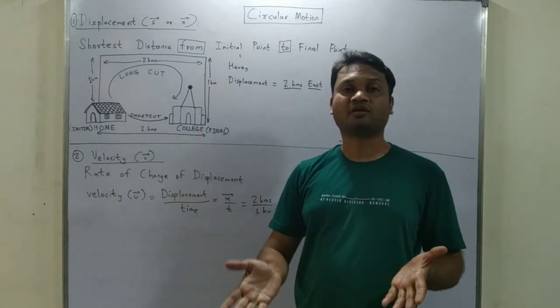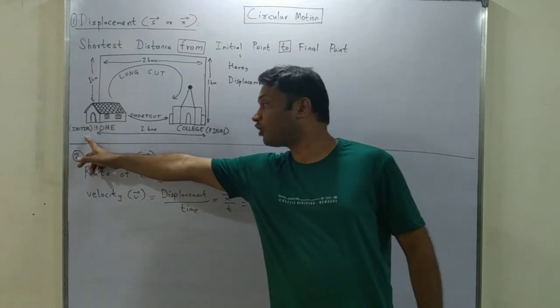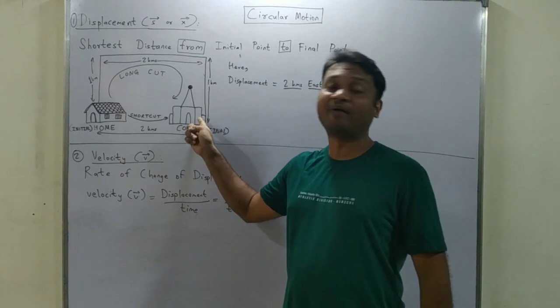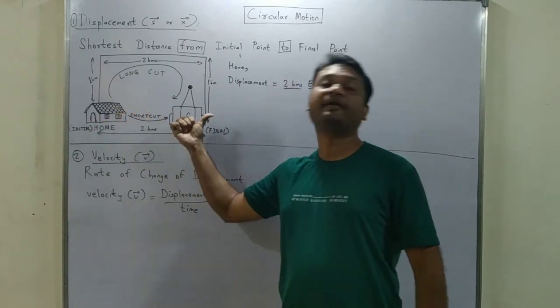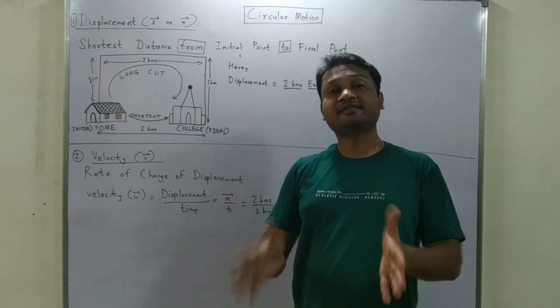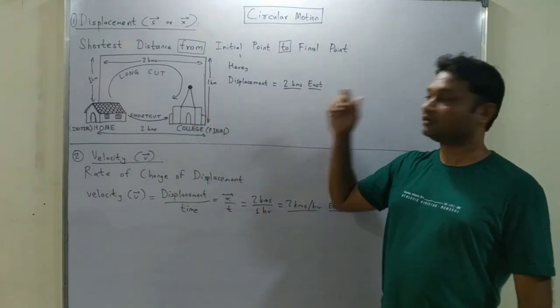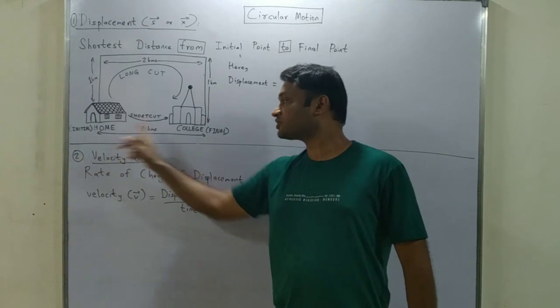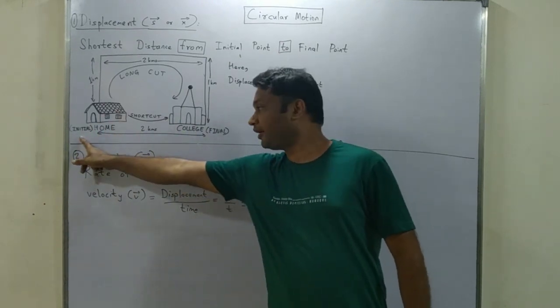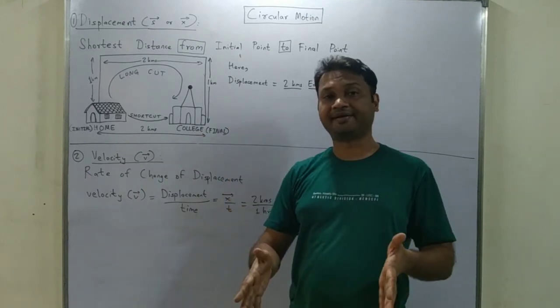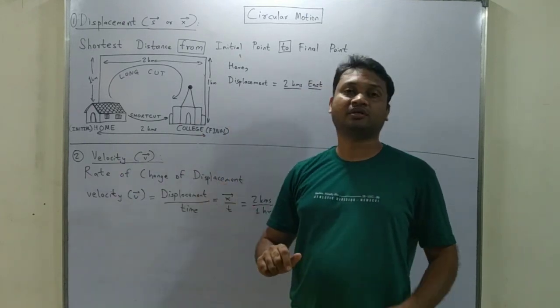If I ask you the question, what is the displacement if I go from home to college? Is it the 4 kilometer by long route or is it the 2 kilometer by short route? The answer is displacement is 2 kilometers east. Displacement is 2 kilometers east from initial point to final point. Coming to the second quantity, which is velocity.